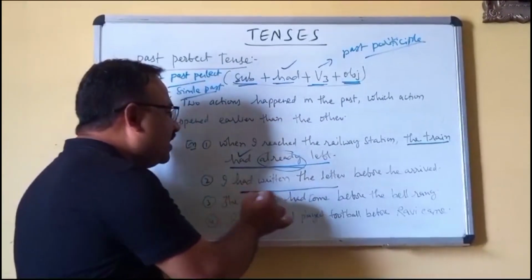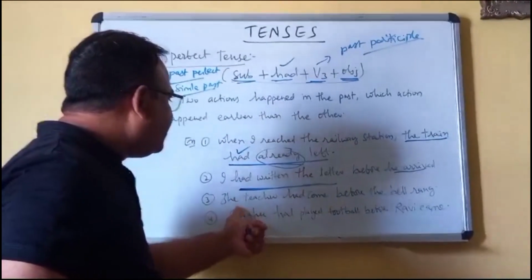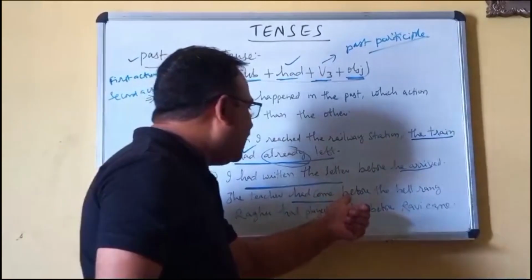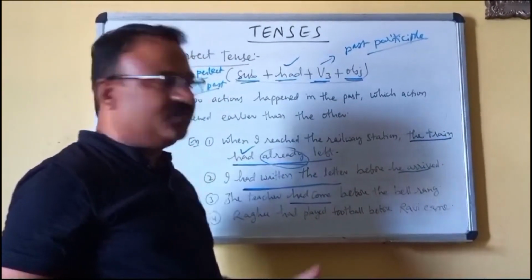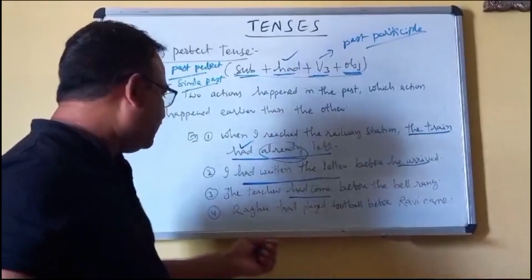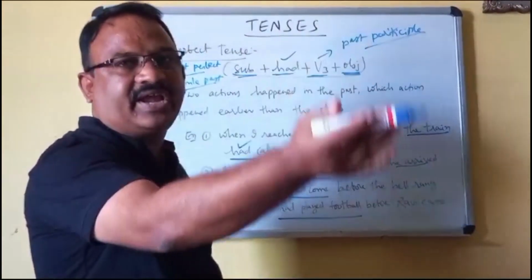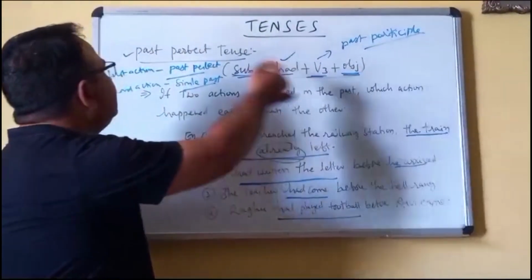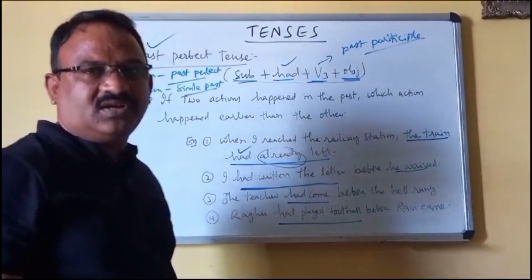So here, past perfect tense. This is simple past tense. The teacher had come before the bell rang. So the first action, the teacher had come. That is the first action. Raghu had played football before Ravi came. Same like that. So this is all about past perfect tense. I hope you understand. Thank you.